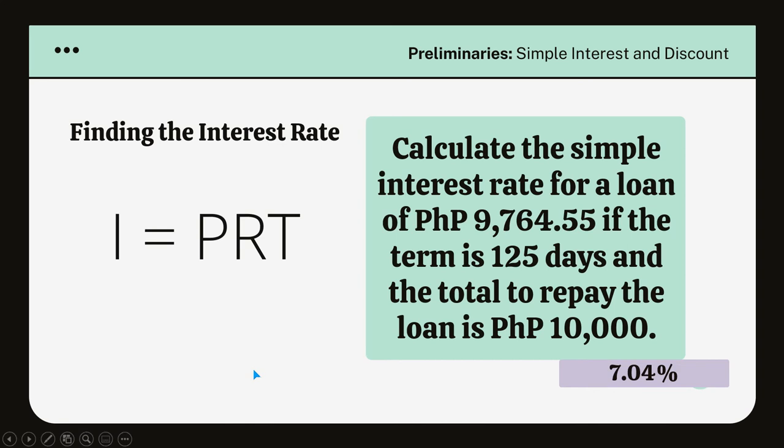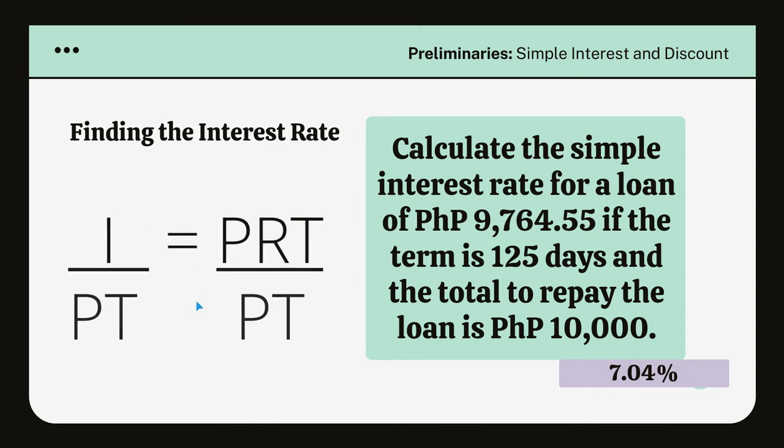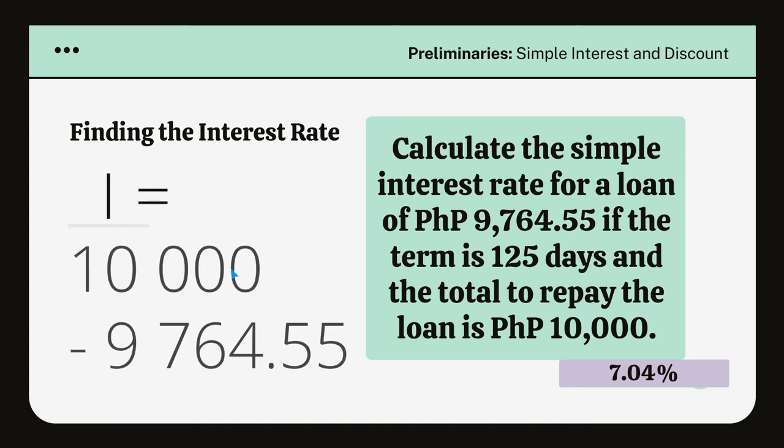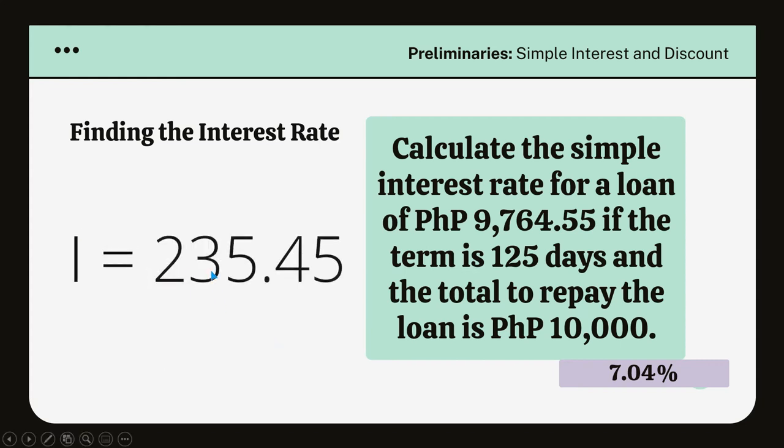So I is equivalent to PRT. We're looking for rate, which means we need to divide both sides by PT so that we could cancel out P and T on this side, and so that R would remain. Therefore, R is equivalent to I all over PT. All right. But before we proceed, you could see we have to know the interest first. And for that to happen, we need to first subtract 9,764.55 from the existing 10,000. And when we do that, we will get 235.45. And so we could proceed to our existing formula.